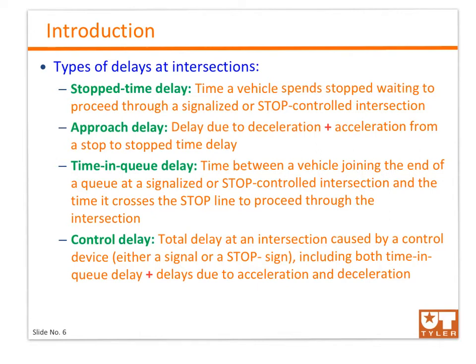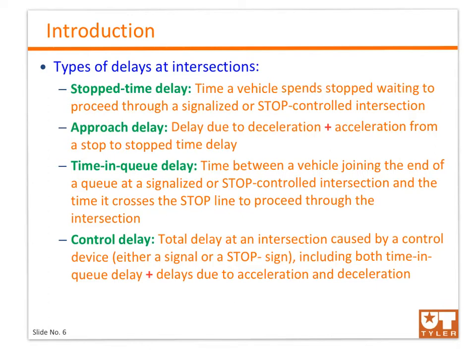It also happens after the green light starts. Once the green light starts, you push on the fuel and start accelerating, and it takes you some time to reach the speed limit. Let's say it takes you from 0 miles per hour until you get back to 45 miles per hour, just a few seconds. This is what we call approach delay.